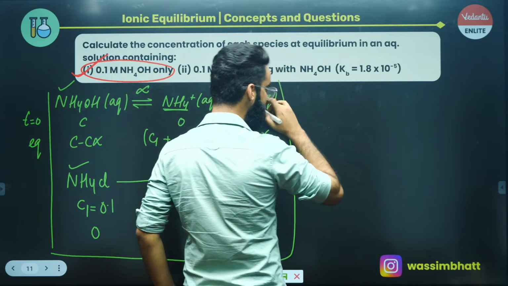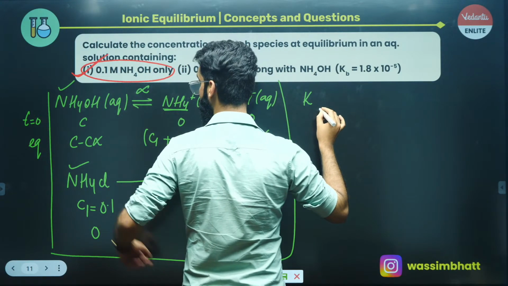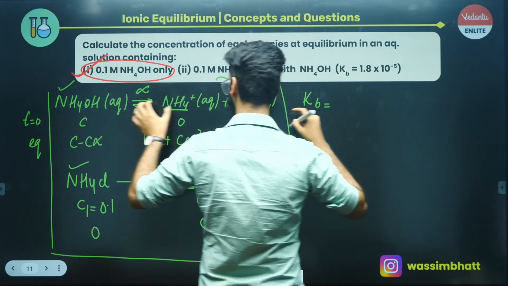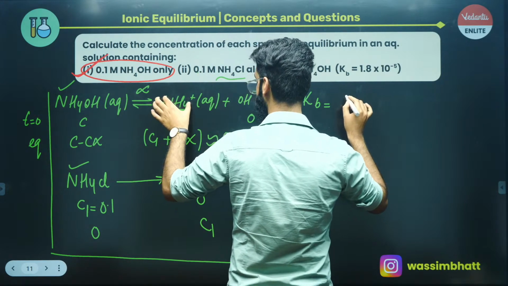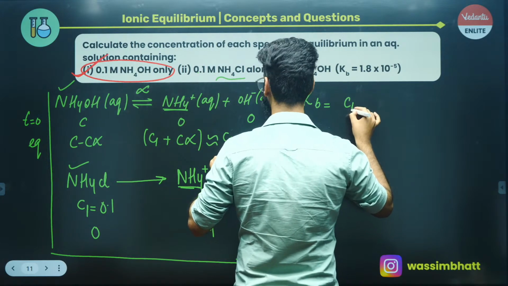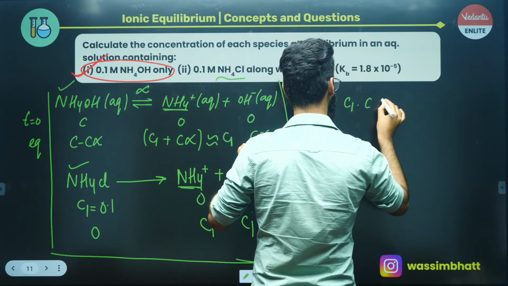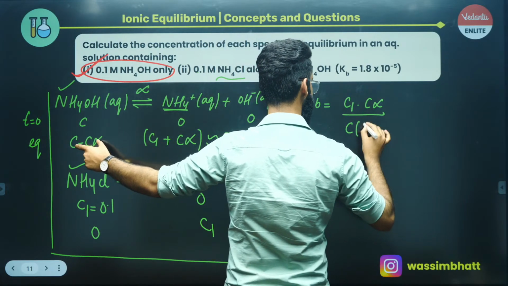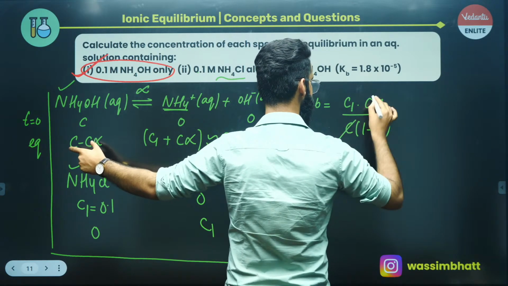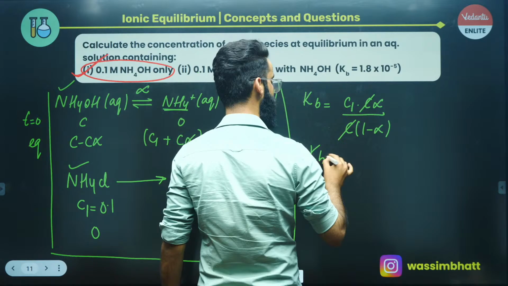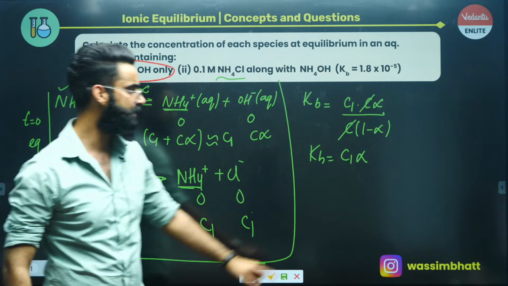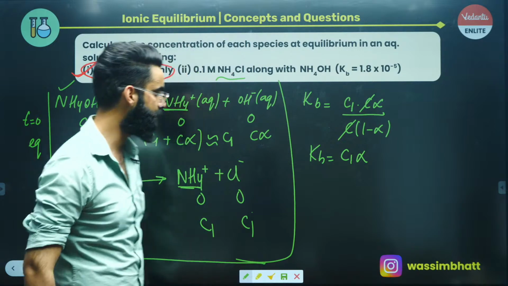Now I'll be writing the dissociation constant of the weak base expression. It's going to be equal to concentration of NH4 positive at equilibrium, that is just C1, times concentration of OH negative at equilibrium, that is C alpha, divided by concentration of NH4OH at equilibrium, that's C minus C alpha. I'll take C common, 1 minus alpha, so C and C got cancelled out. So Kb value is equal to C1 multiplied by alpha. And as I told you, I can neglect alpha wherever I want, so instead of 1 minus alpha, you can just write 1.